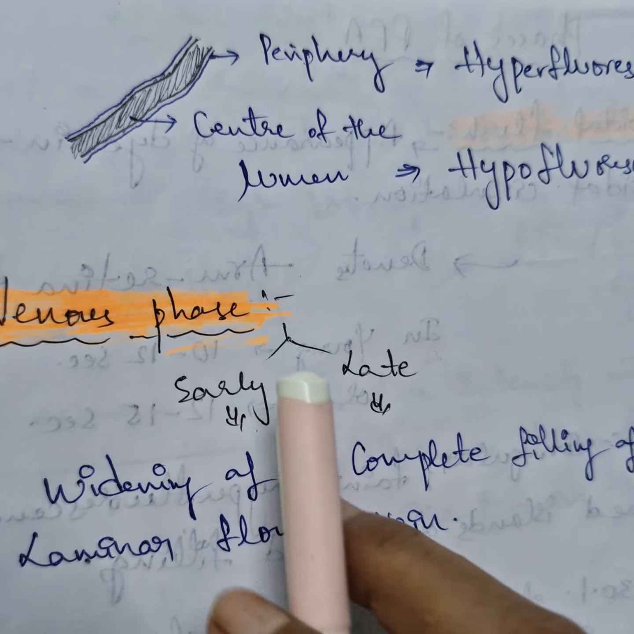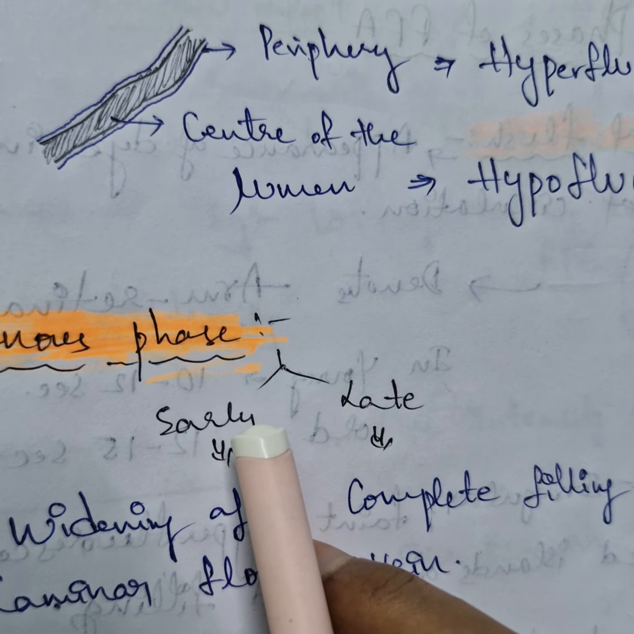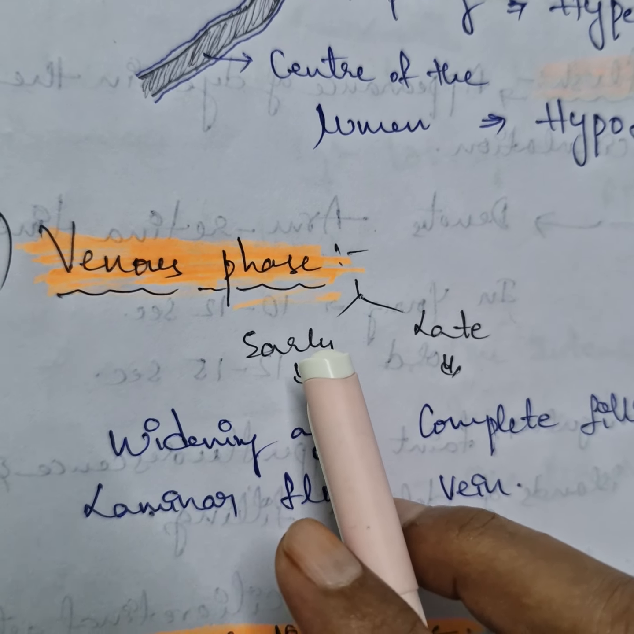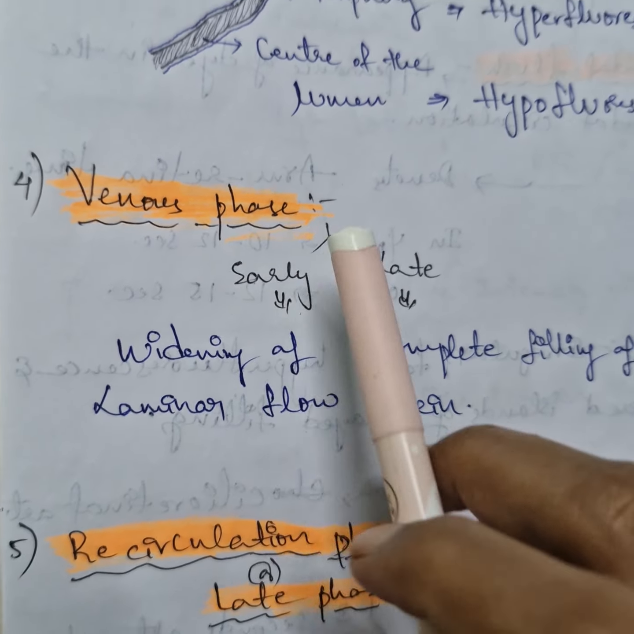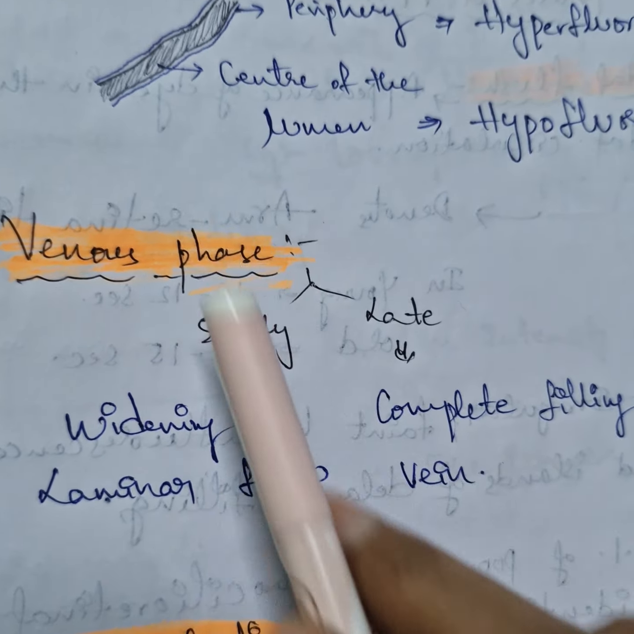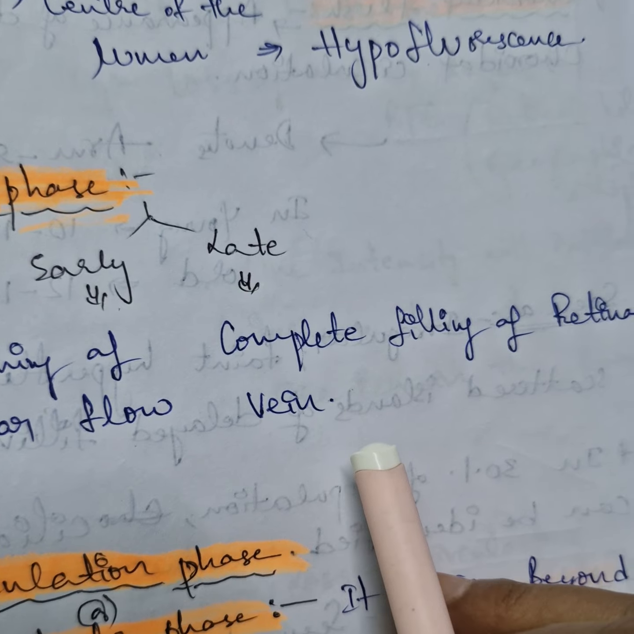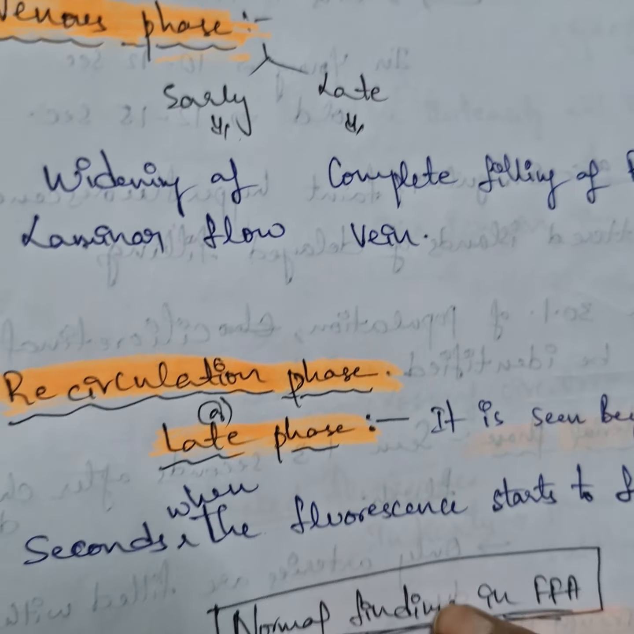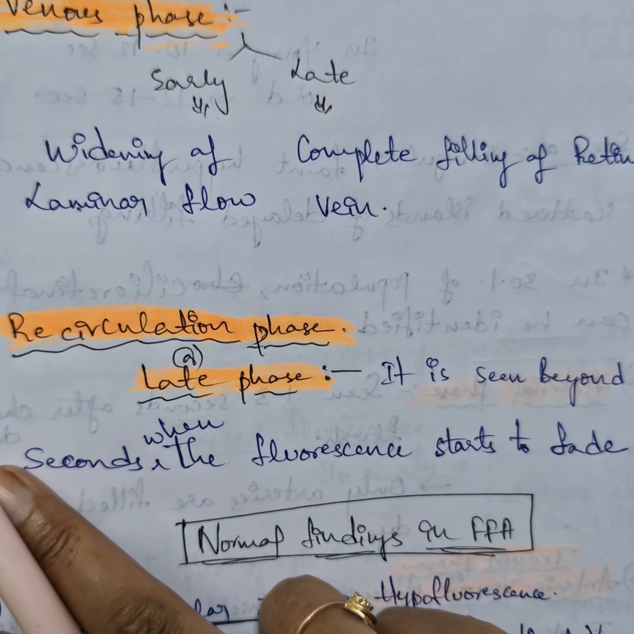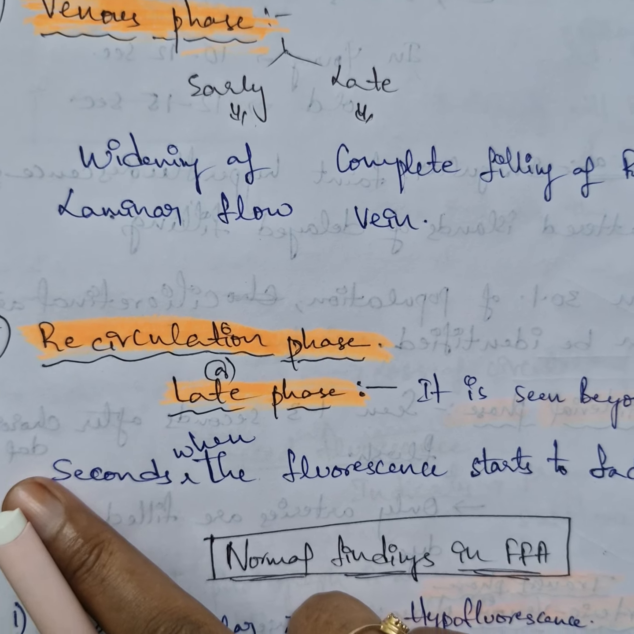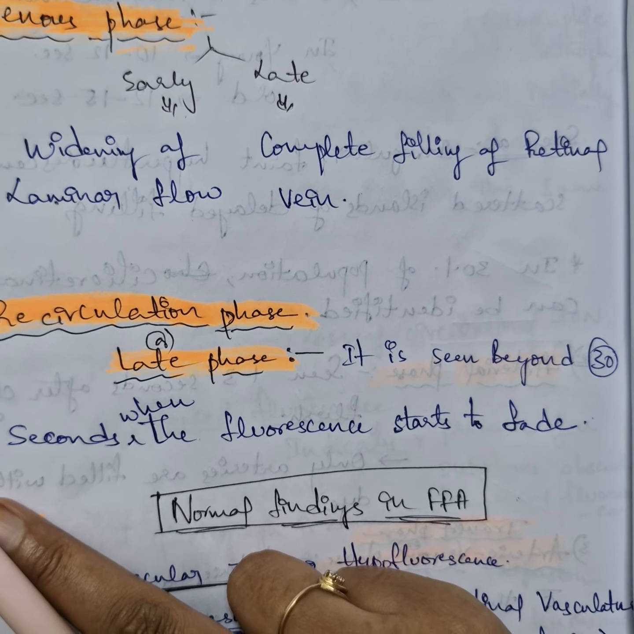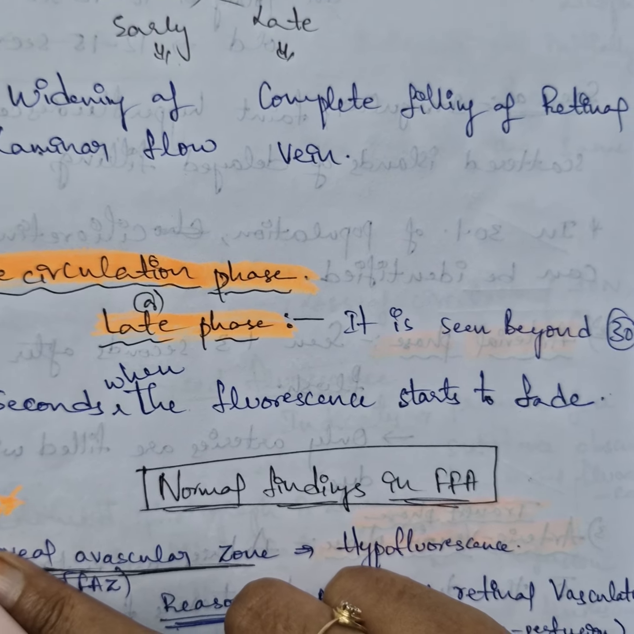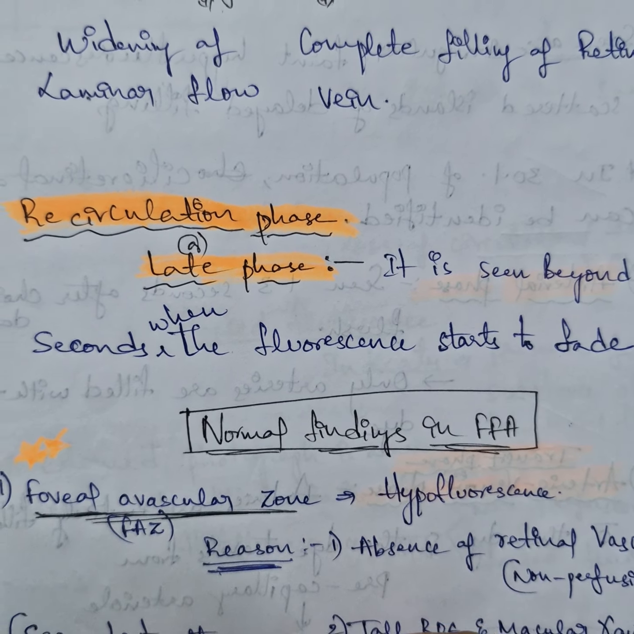Coming to the venous phase, which can be early or late. The early venous phase contains widening of this laminar flow, whereas the late venous phase will have complete filling of the retinal vein. So coming to the late phase, which is the final phase, also called recirculation phase, it is seen beyond 30 seconds when the fluorescence starts to fade.